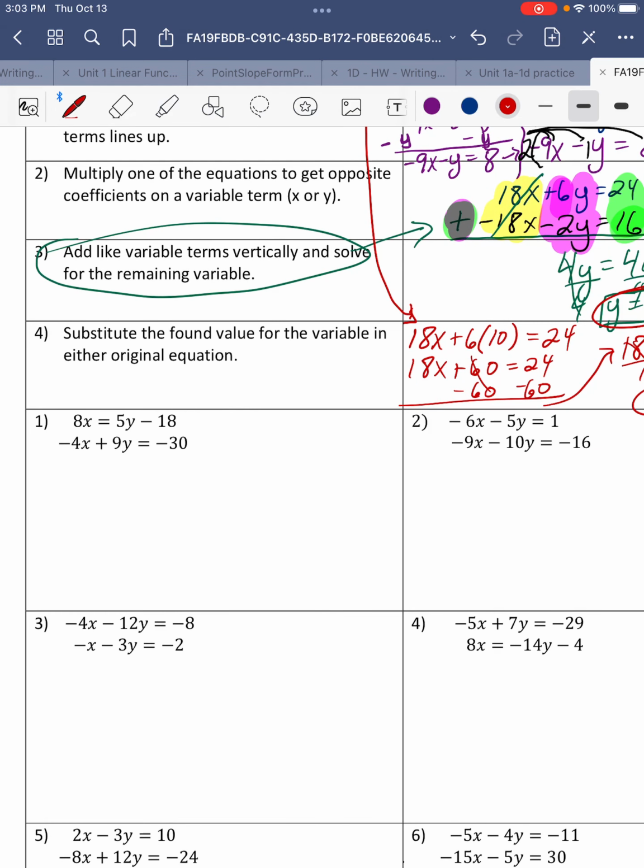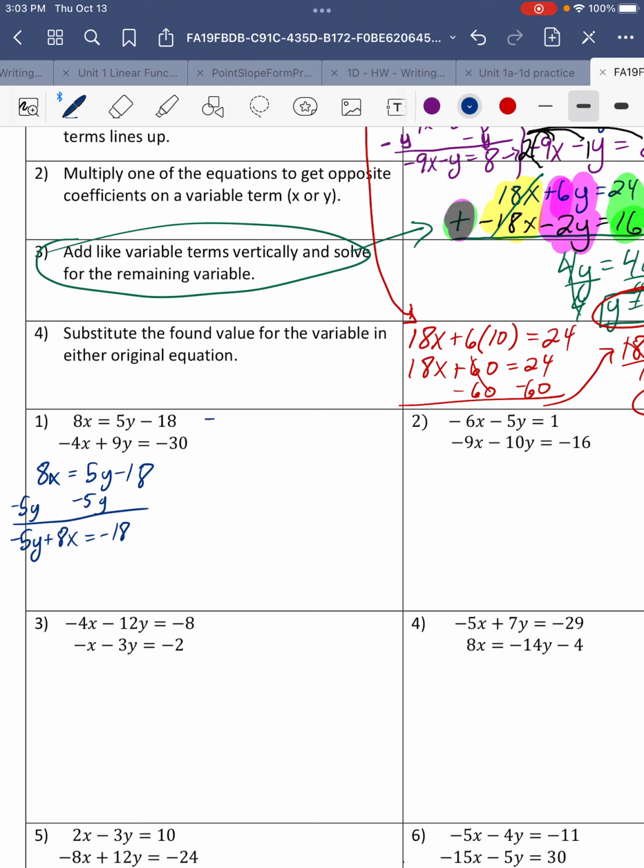All right, number 1. Let's look at what we have here. We do not have our terms lined up. I'm going to try to get the top equation in standard form, so our x and y terms are on the same side. So I'm going to take that top equation and move the y term. So I'm going to subtract 5y. The 8 is positive.